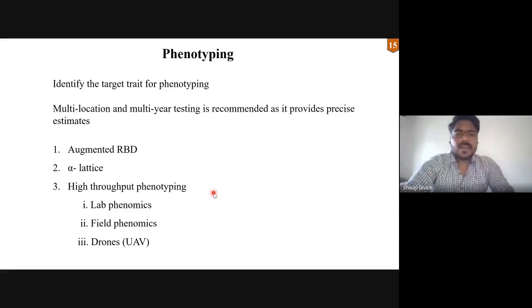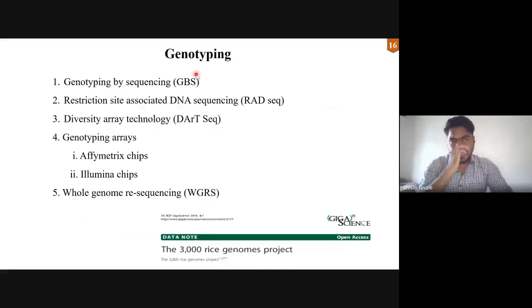In case of genotyping, because the cost of sequencing per data point is reducing, we can use advanced genotyping technologies like genotyping by sequencing, RAD sequencing, DArT sequencing, or we have genotypic arrays like Affymetrix chips and Illumina chips. We can also go for whole genome resequencing. What is this whole genome resequencing? This is actually a costly affair.